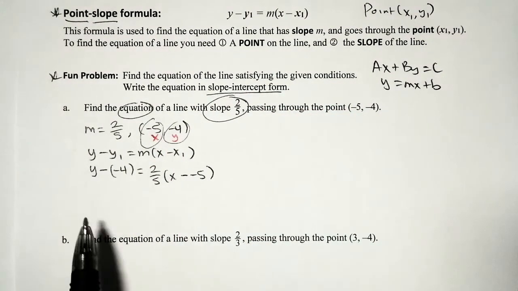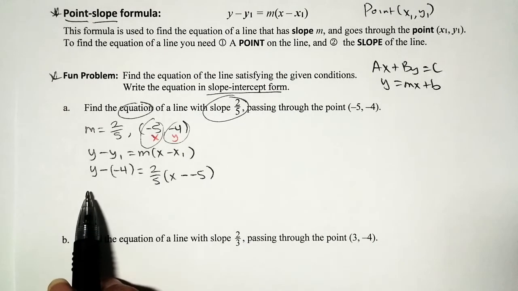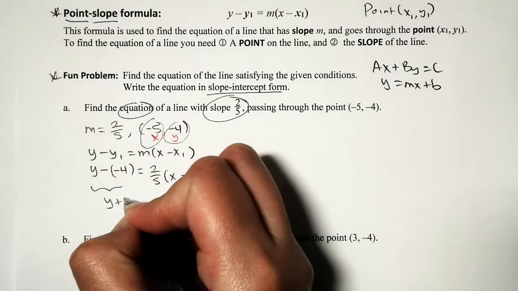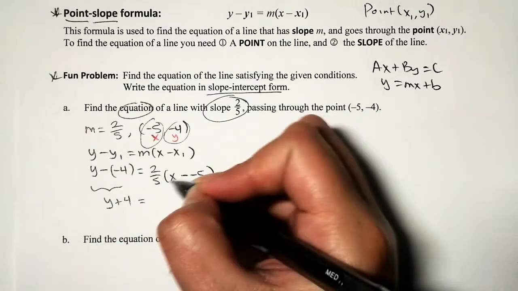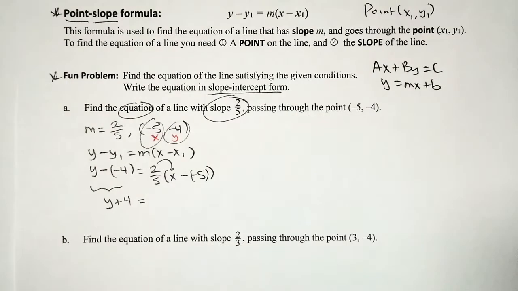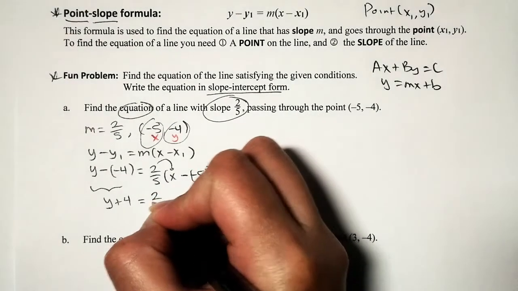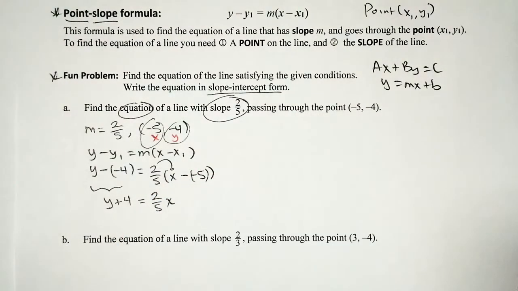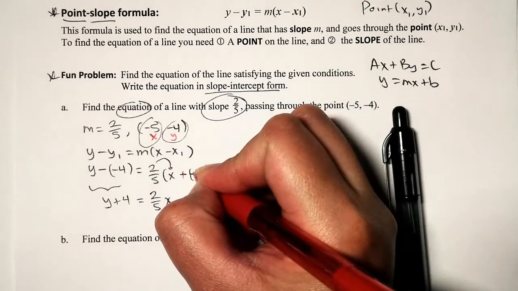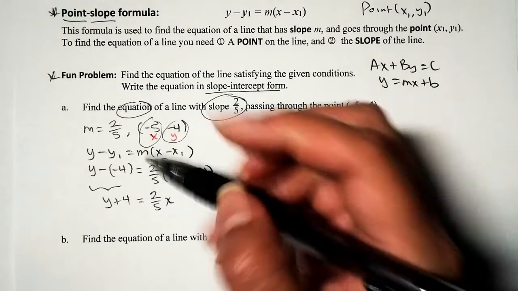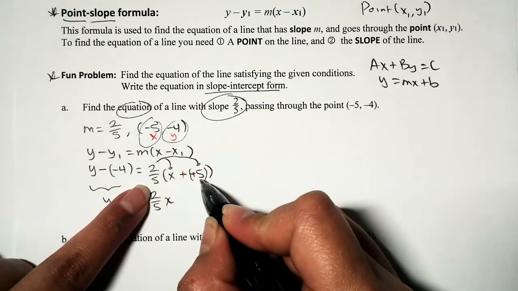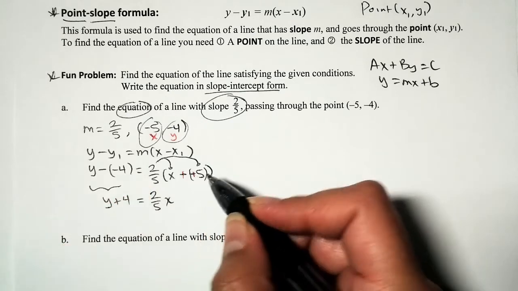So on the left side, the difference of y minus -4 is the same as y plus 4 equals, we go ahead and distribute the slope. 2/5 times x will give us 2/5 x. We keep going. Subtracting -5 is the same as adding 5. And then we ask ourselves, what's 2/5 times 5? You could punch it in or freehand it. 5 goes into 5 once, and that will leave us just with 2.